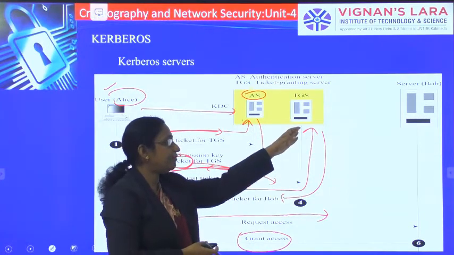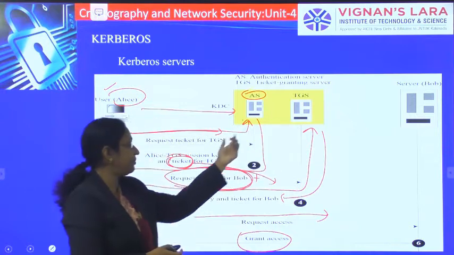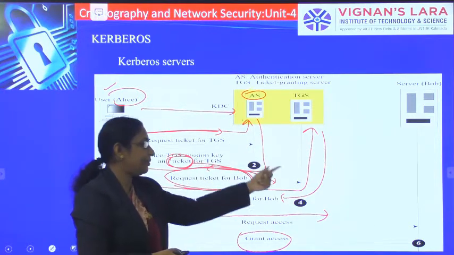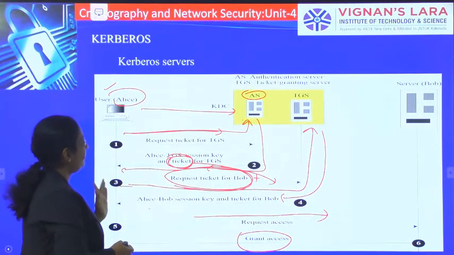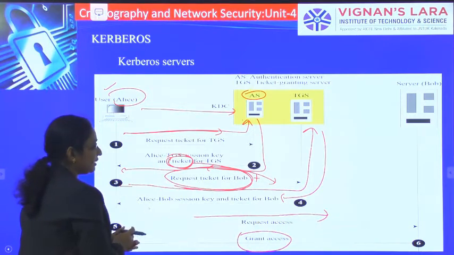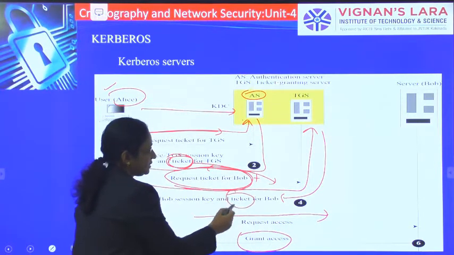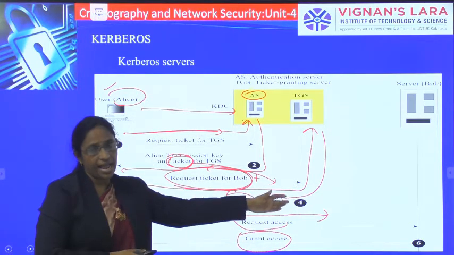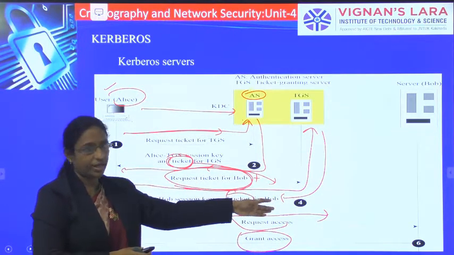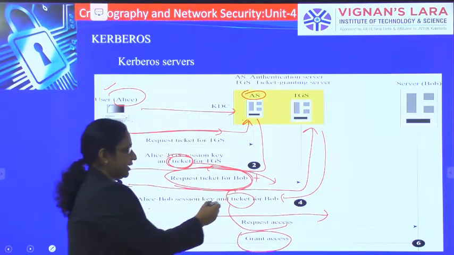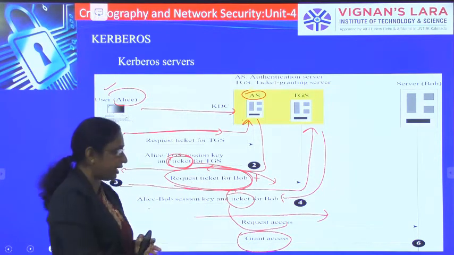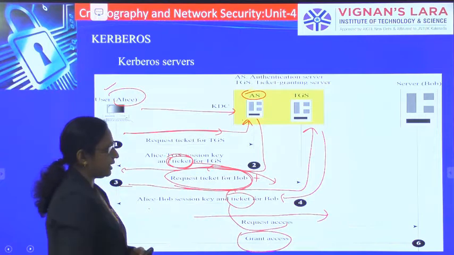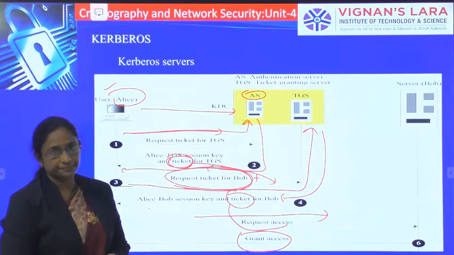Then the TGS verifies the ticket, and it again sends a ticket to Alice. By using this ticket, Alice will be accessing the server. The server checks this ticket, and if it is a valid one, then it allows Alice to be granted the access.